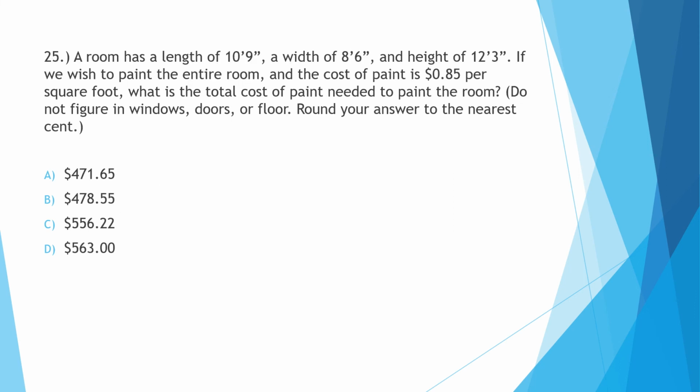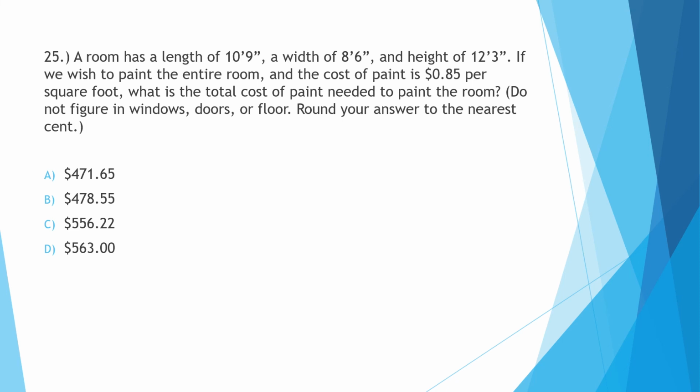A room has a length of 10 feet 9 inches, a width of 8 feet 6 inches, and a height of 12 feet 3 inches. If we wish to paint the entire room, and the cost of paint is $0.85 per square foot, what is the total cost of paint needed to paint the room? Do not figure in windows, doors, or floor. Round your answer to the nearest cent.